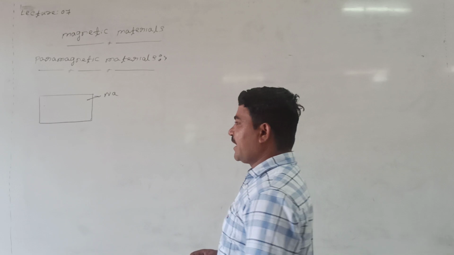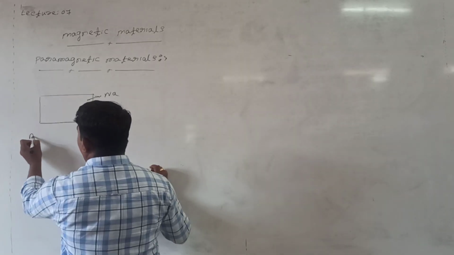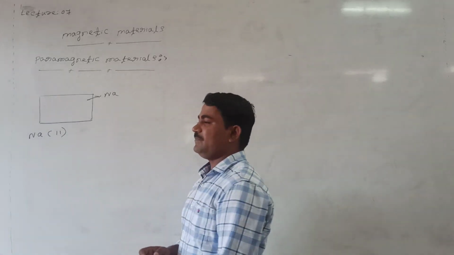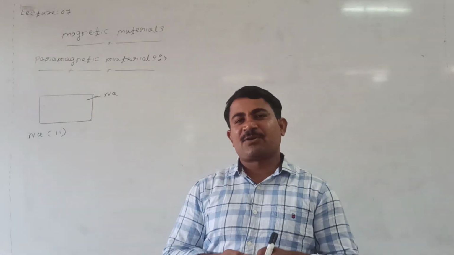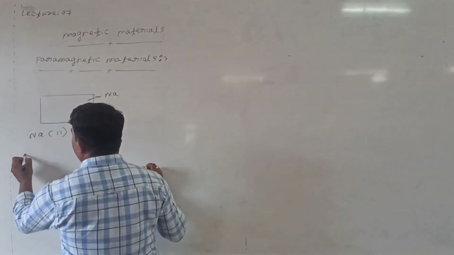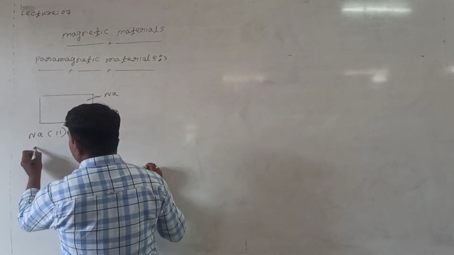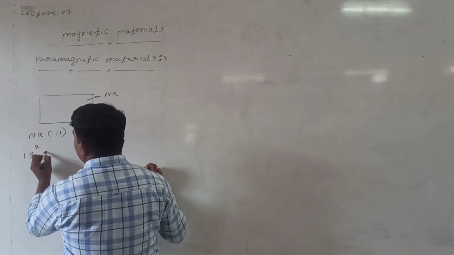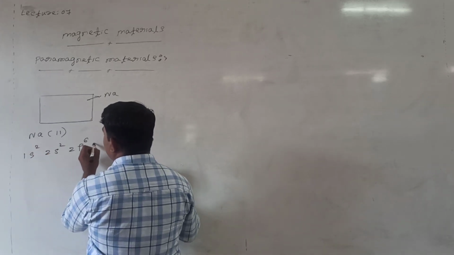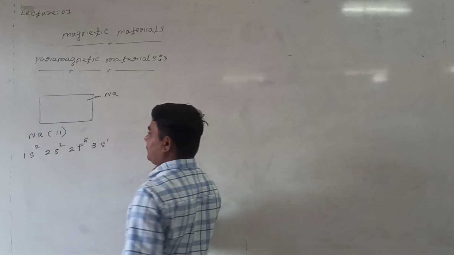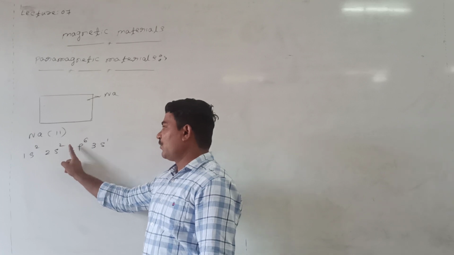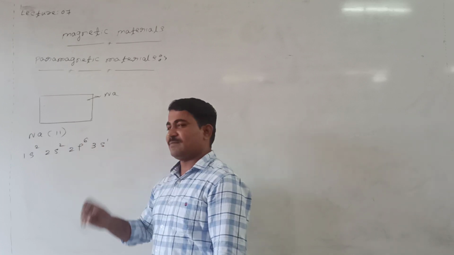We know that sodium has atomic number 11. So shall I write the electronic configuration of sodium? The electronic configuration is 1s2, 2s2, 2p6, 3s1. So 2 plus 2 is 4, 4 plus 6 is 10, 10 plus 1 is 11.